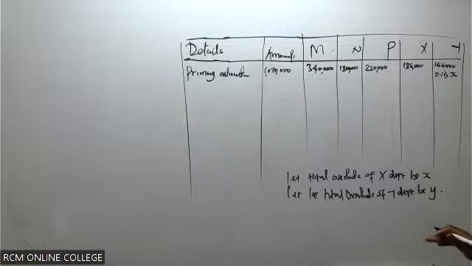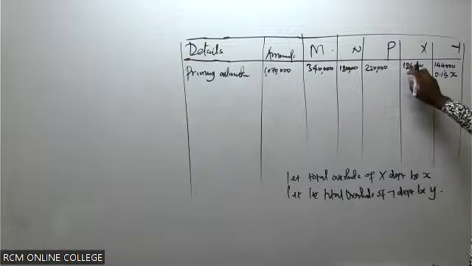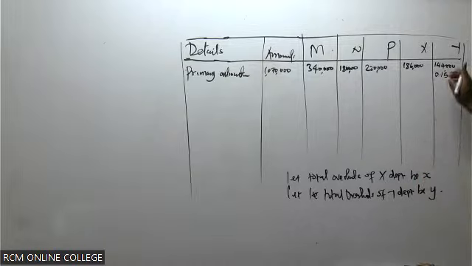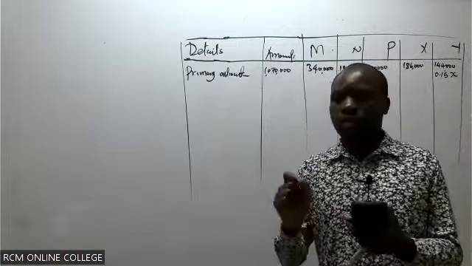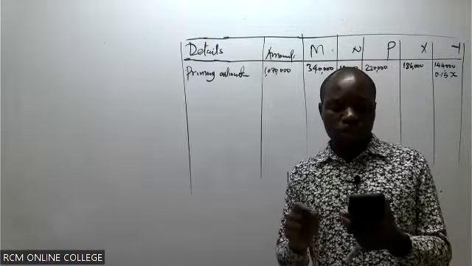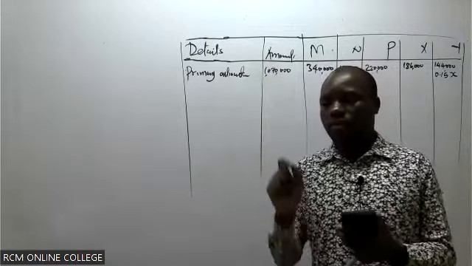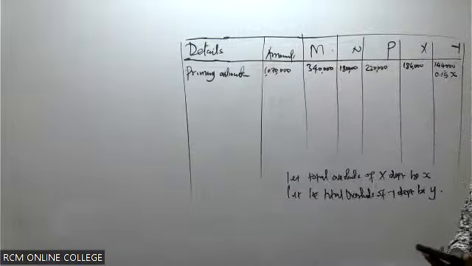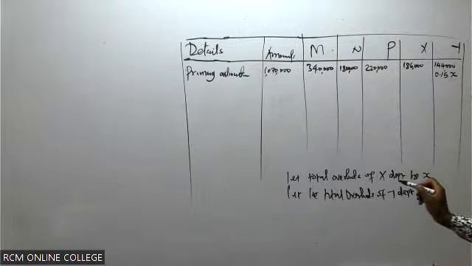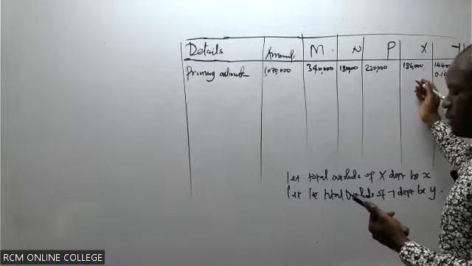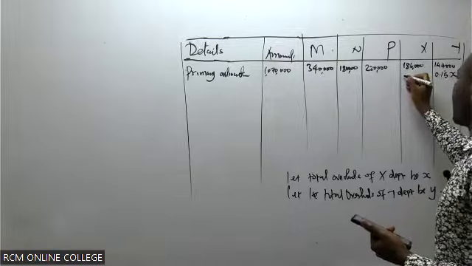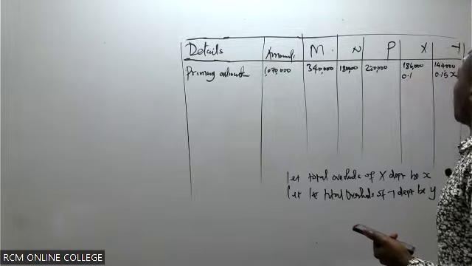How about department X? It will be giving out 186,000 plus what it will be receiving from Y. And what percent is X receiving from Y? X is receiving 10%. So X will have 186,000 plus 10% of the totals of Y.